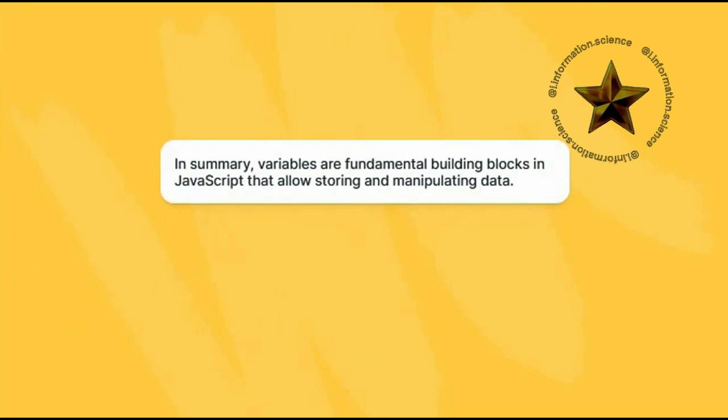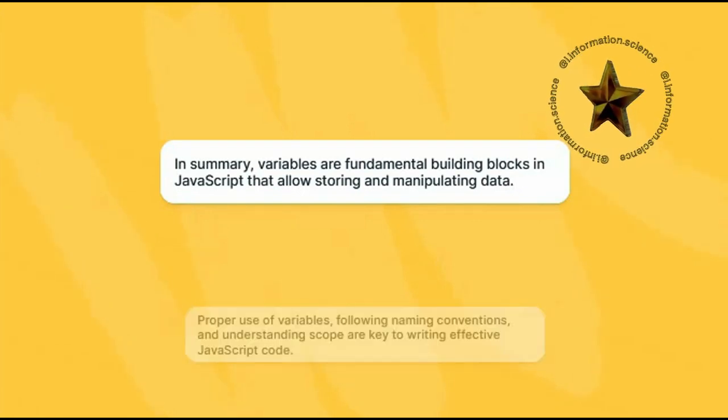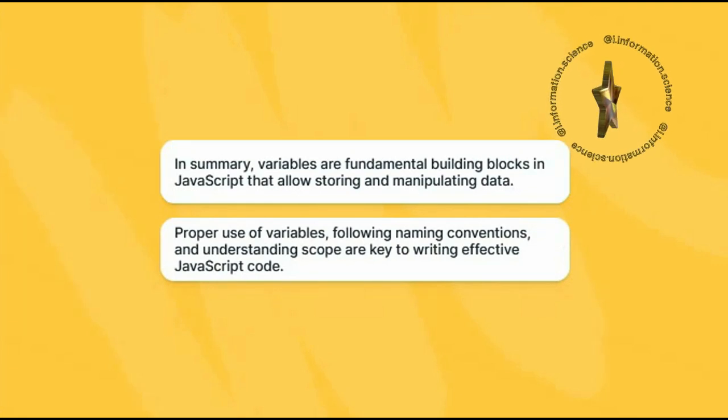In summary, variables are fundamental building blocks in JavaScript that allow storing and manipulating data. Proper use of variables, following naming conventions, and understanding scope are key to writing effective JavaScript code.